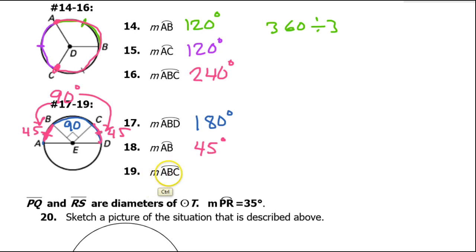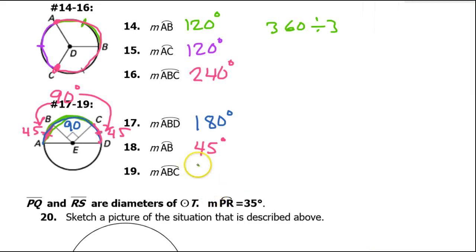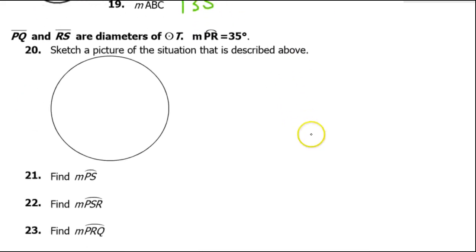Okay, what about ABC? ABC is this. All right, that's a 45 and a 90. That's 135. Okay.